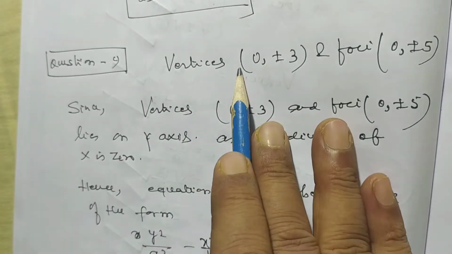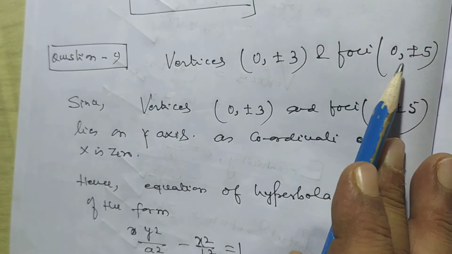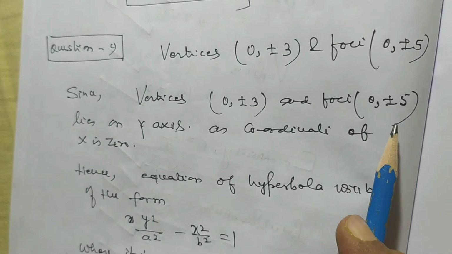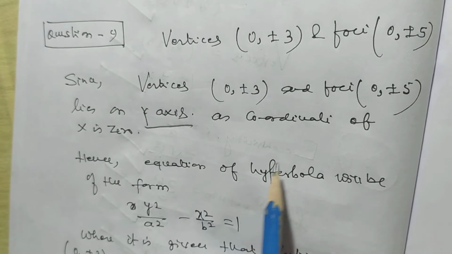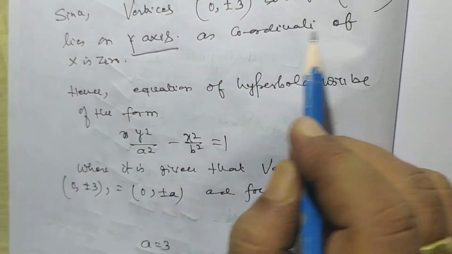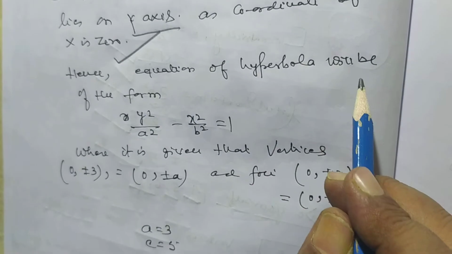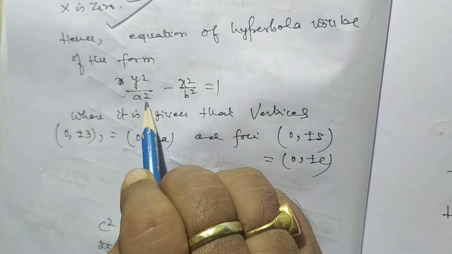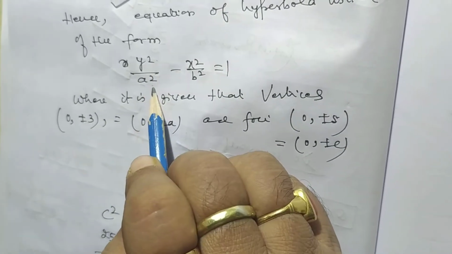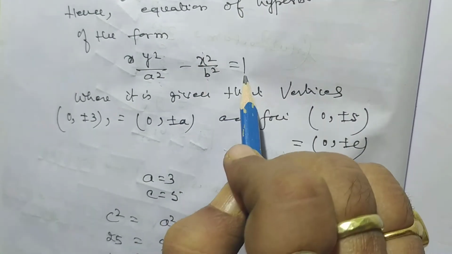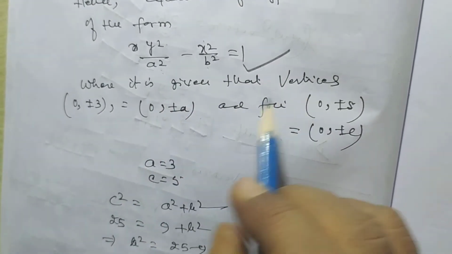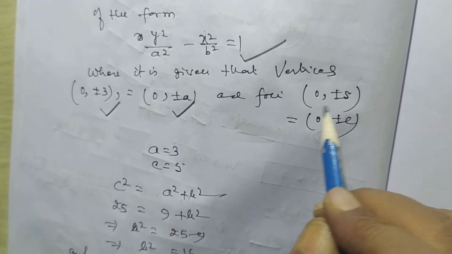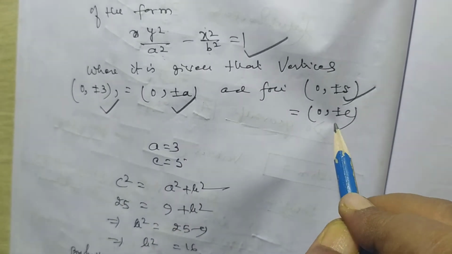Question number 9. Vertices 0 comma plus minus 3 and foci 0 comma plus minus 5. Since the vertices and foci lie on the y-axis, as the x coordinate is 0, the equation of the hyperbola will be of the form y square by a square minus x square by b square is equal to 1. It is given that vertices are 0 comma plus minus 3, that is 0 comma plus minus a, and foci 0 comma plus minus 5, that is 0 comma plus minus c.